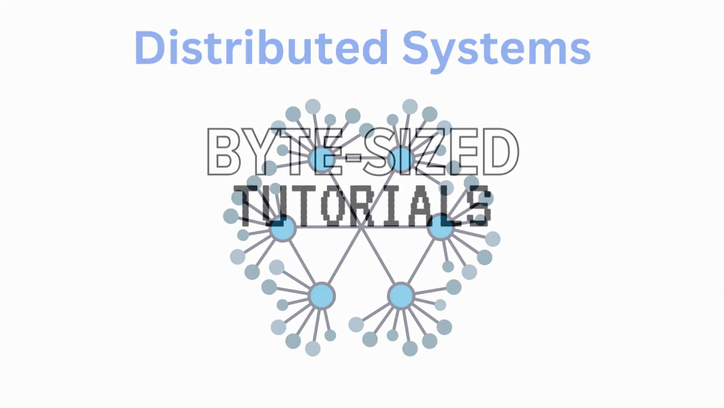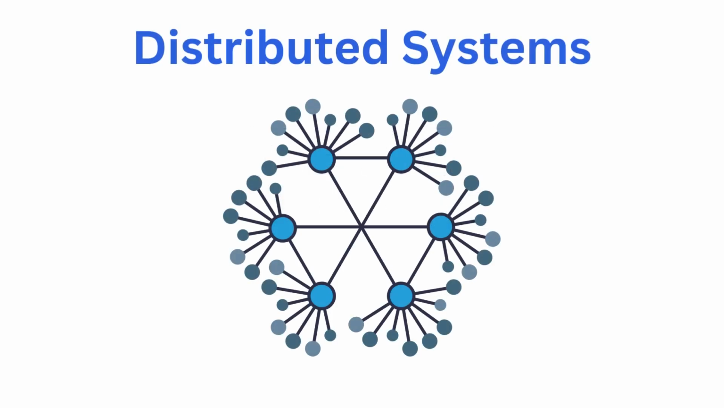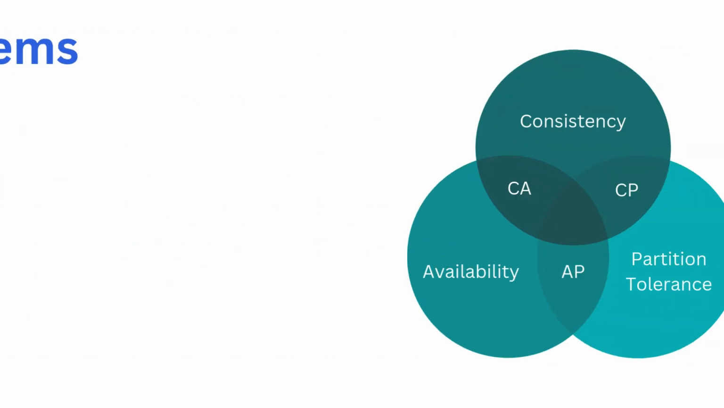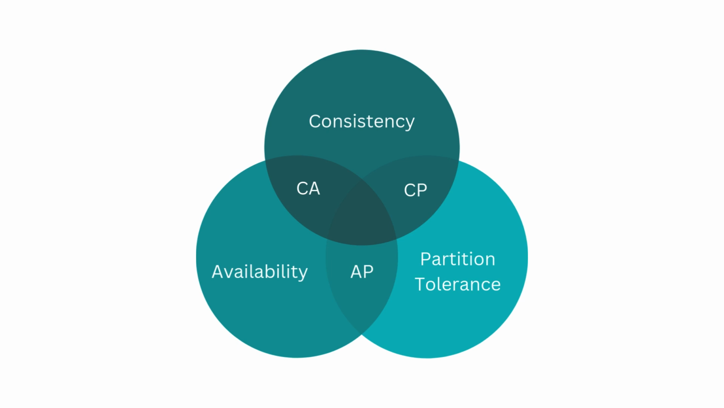In the previous tutorial, we introduced distributed systems and their role in powering modern applications. Now let's dive into the CAP Theorem, a cornerstone concept that highlights the trade-offs we face when designing these systems. The CAP Theorem tells us that a distributed system can only optimize for two of three properties: consistency, availability, and partition tolerance. Let's break these down.